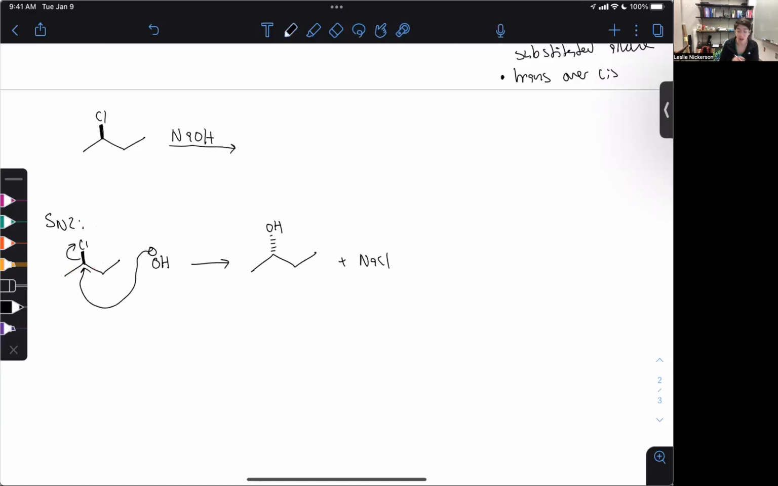I've made NaCl. Again, I don't really care if you draw that out. So then my SN2 product is going to be that. Okay, I've formed an alcohol, it's now on a dash.